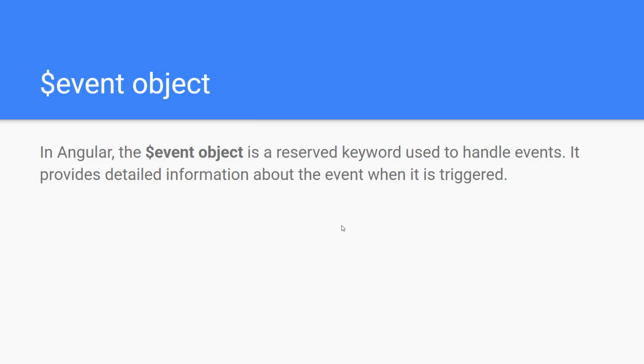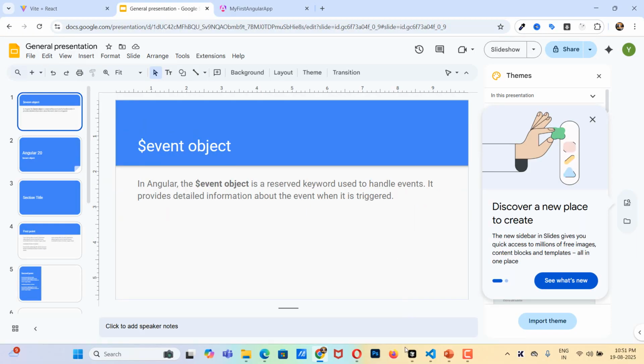Event object. In Angular, the event object is a reserved keyword used to handle events. It provides detailed information about the event when it is triggered. So let's see an example.